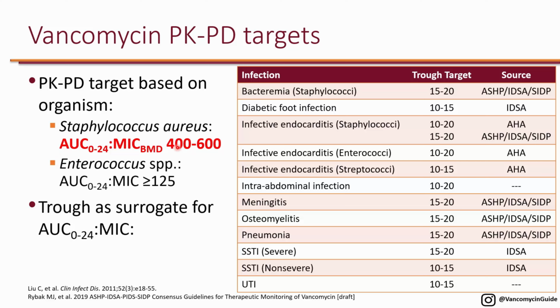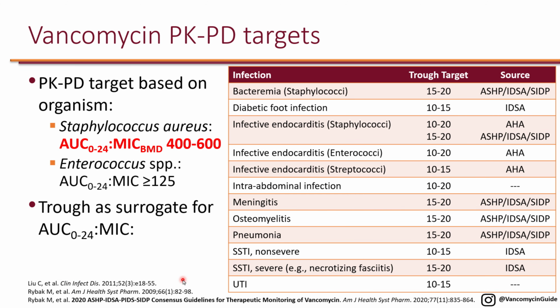So you want it to be at least 400. You also don't want it to be too high because of toxicity issues. So ideally between 400 to 600 is recommended by the 2011 IDSA guideline, as well as the 2020 ASHP IDSA guidelines for therapeutic monitoring of vancomycin, which were finally published earlier in January of 2020.